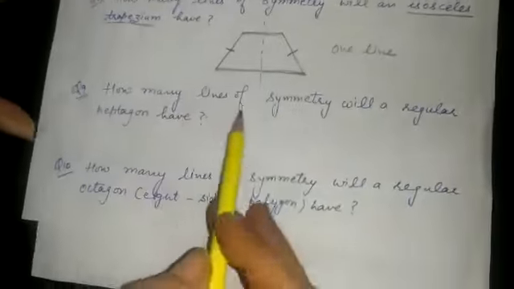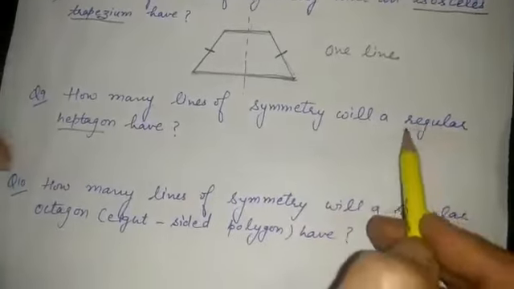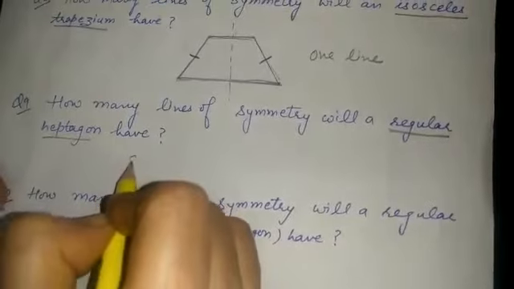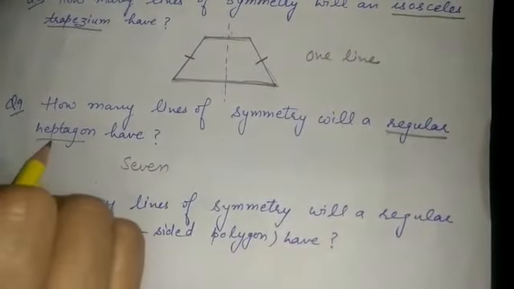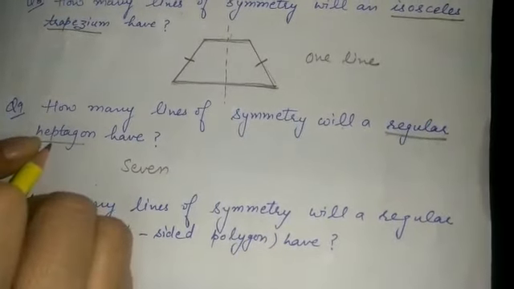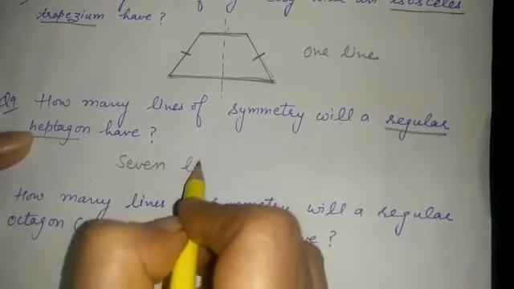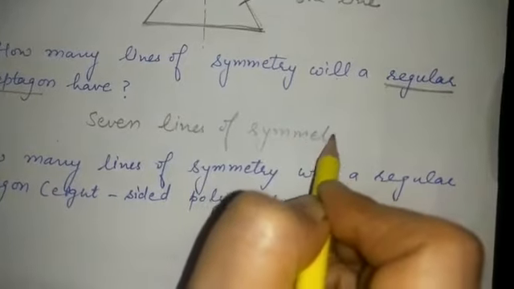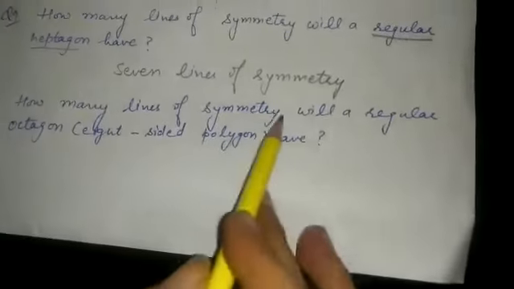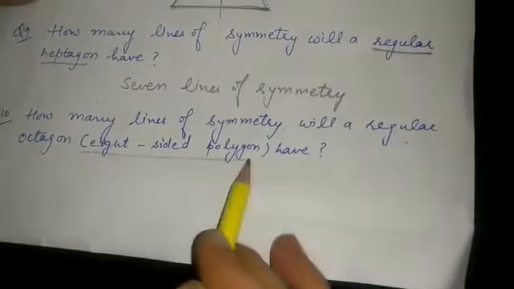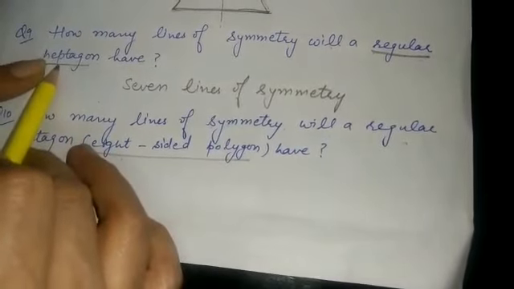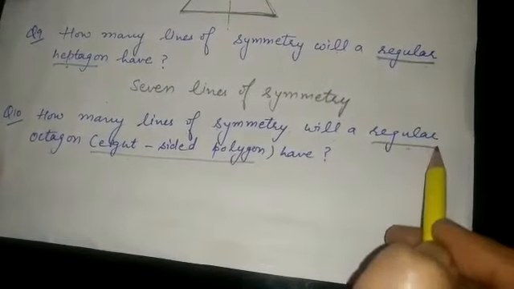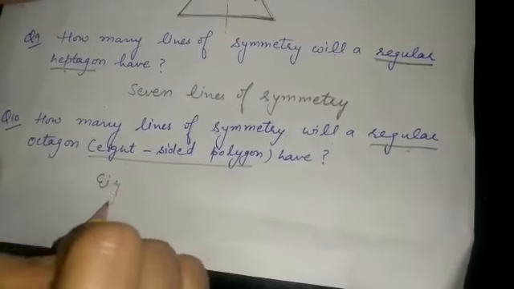Now, how many lines of symmetry will a regular heptagon have? Only when the word regular is there can you say that it has 7 lines. Heptagon means a closed figure having 7 sides. So it has 7 lines of symmetry. How many lines of symmetry will a regular octagon have? Hepta is a 7-sided polygon, octagon is an 8-sided polygon. So if it is a regular polygon, it has 8 lines of symmetry.